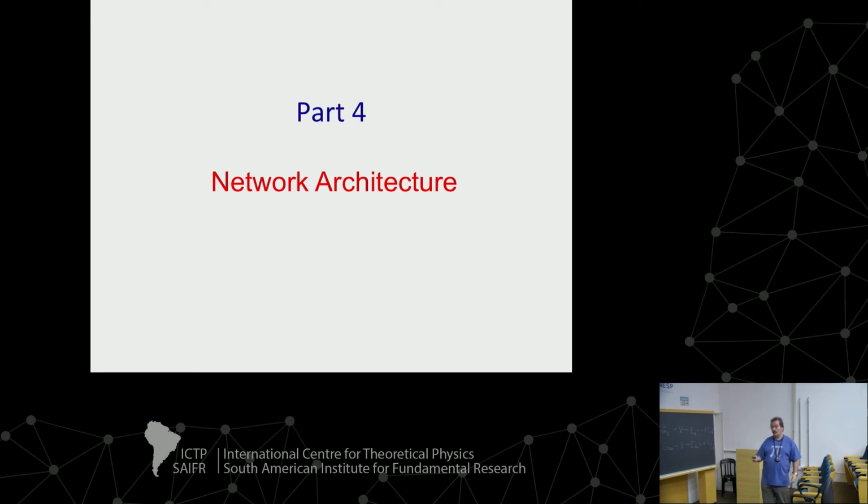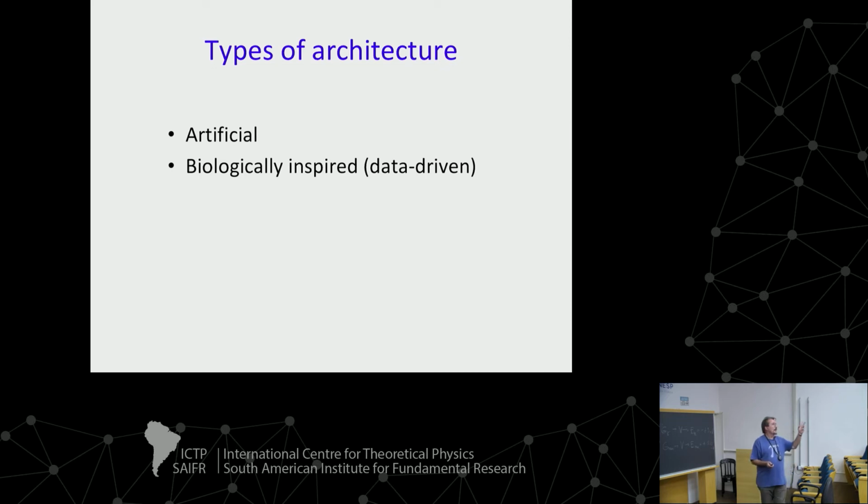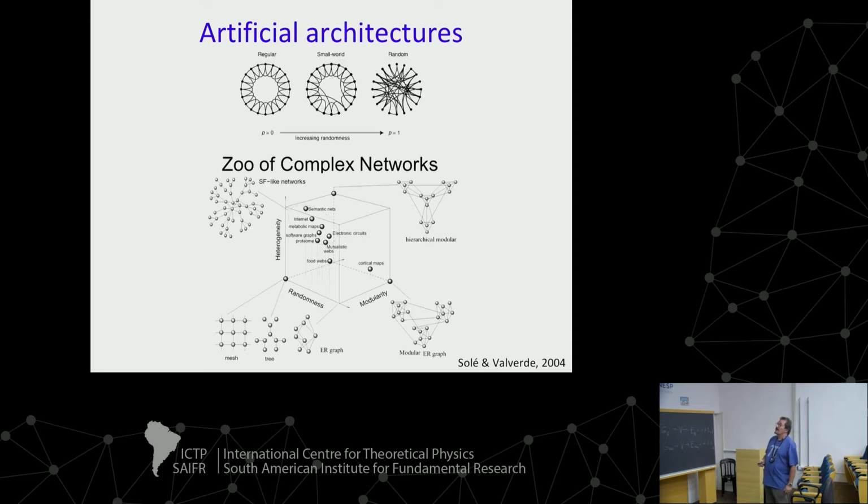So what type of network model or network architecture are you going to choose? Basically you have two options. You can either choose an artificial architecture, which is an architecture constructed by hand, or you can use a data-driven architecture, which means an architecture given by experiments, by data, so biologically inspired. If you want to choose an artificial architecture, you have the freedom to choose among several models. There's a whole industry of so-called complex networks at the moment going on in science.